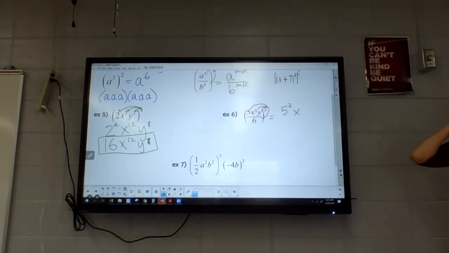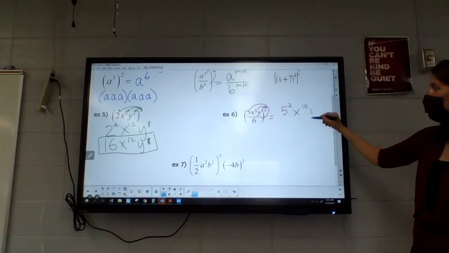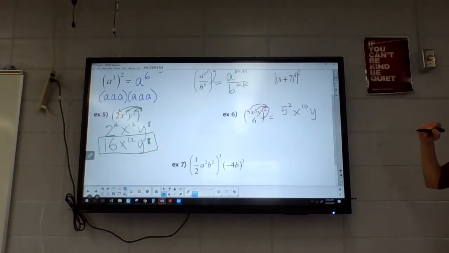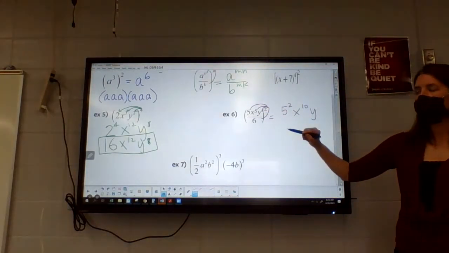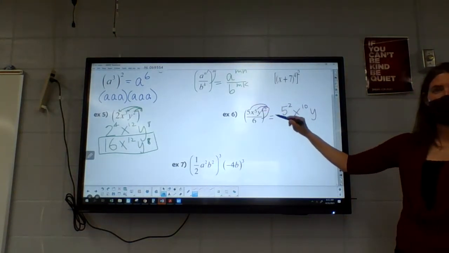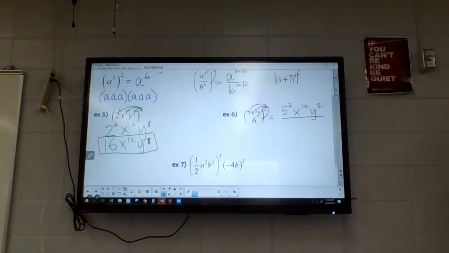So it'll be x to what power? What's the power going to be on the x? 10, very good. Y to what power? There's like a 1 here, so we're multiplying the exponents. 1 times 2 is just 2. So this becomes a 2 there.